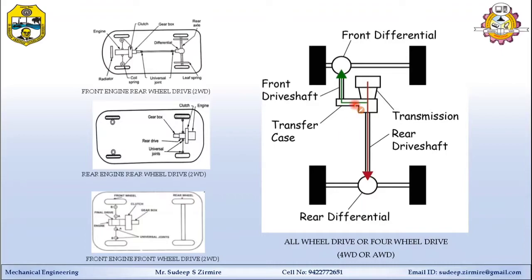All wheels are driving wheels. This case is also called a transfer gear box or transfer box. The transfer case receives power from the transmission and further passes it to both the front and rear axle. This can be done with a set of gears, but the majority of transfer cases manufactured today are chain drive.